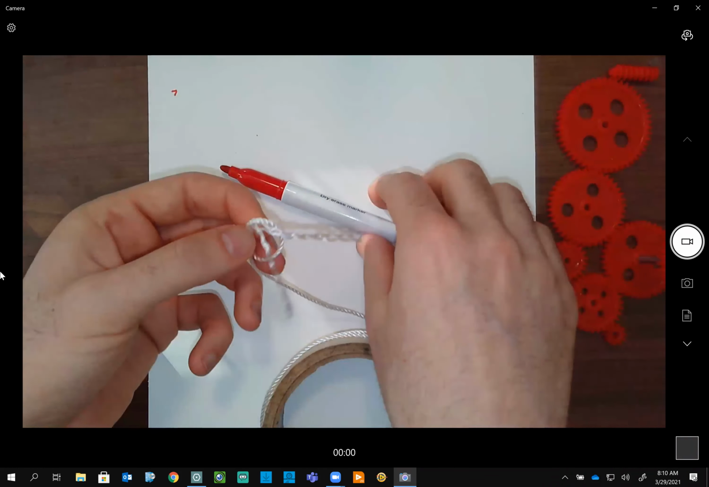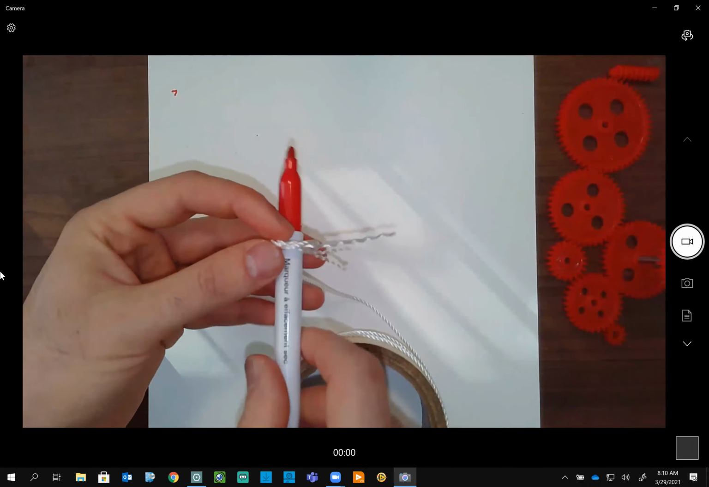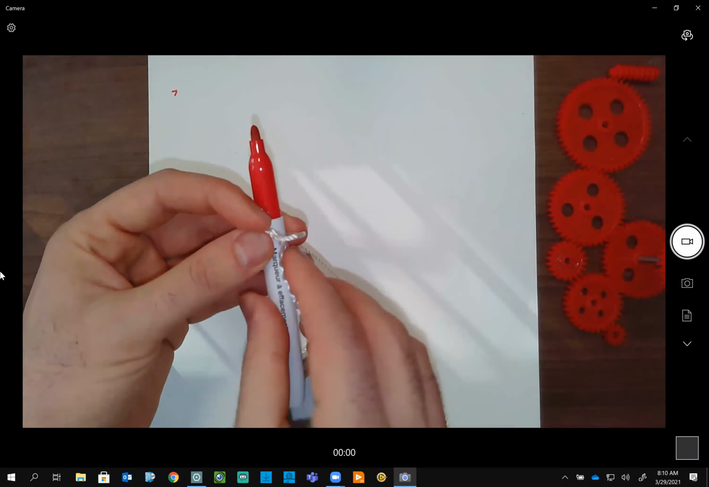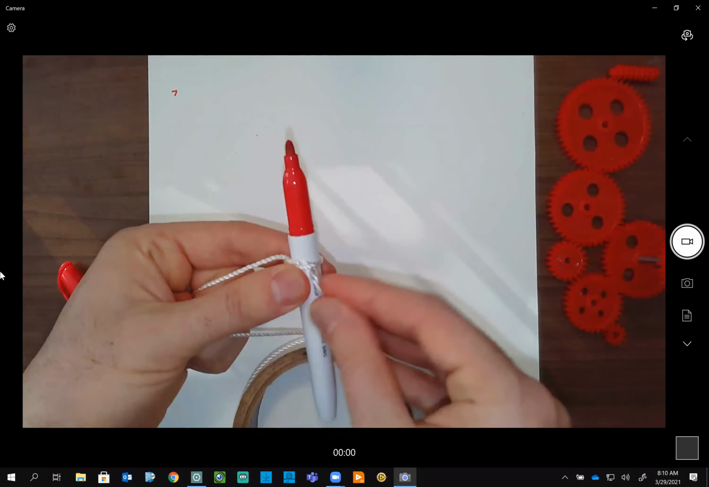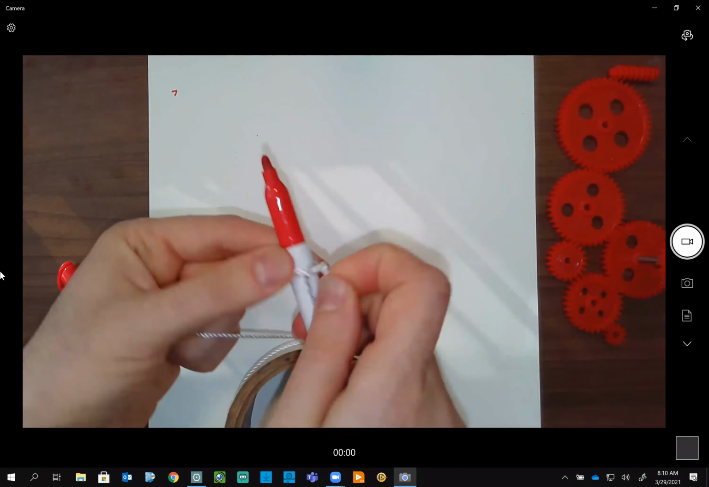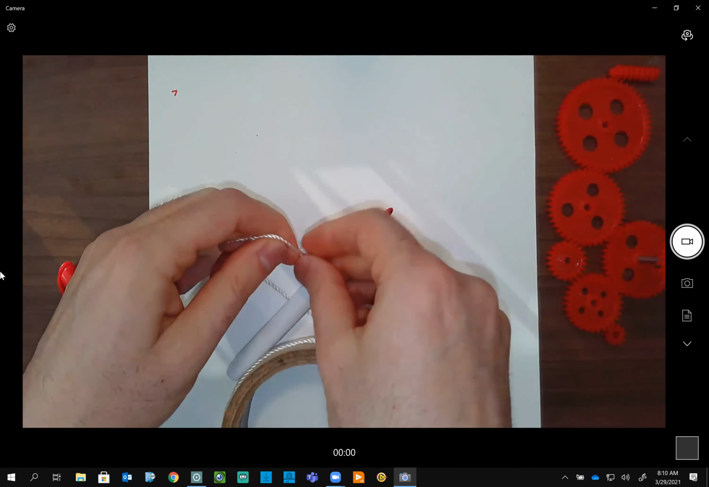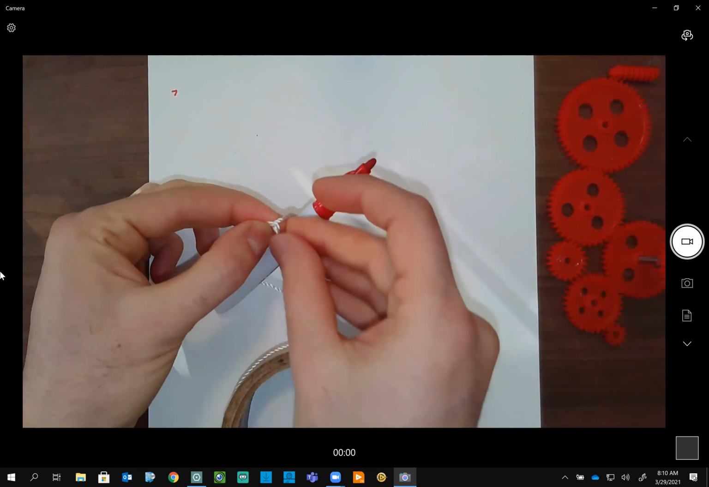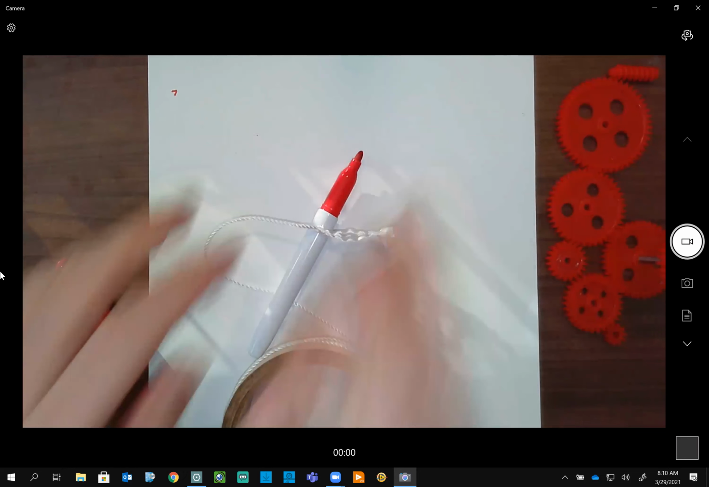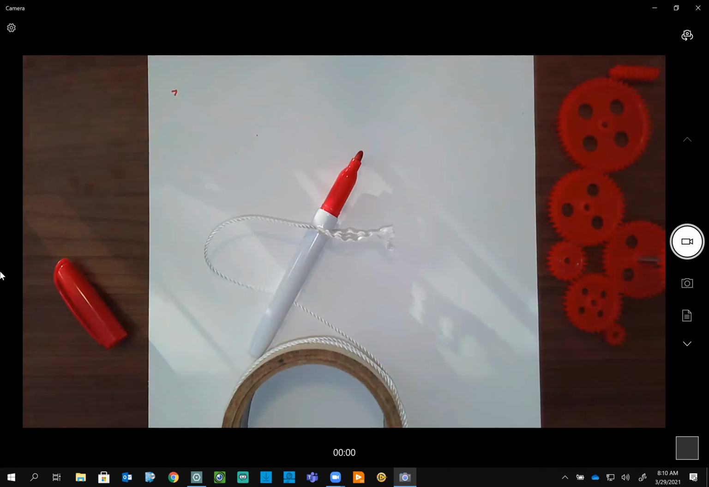Creating knots is not easy. Just give me a second and I'll bring something else.